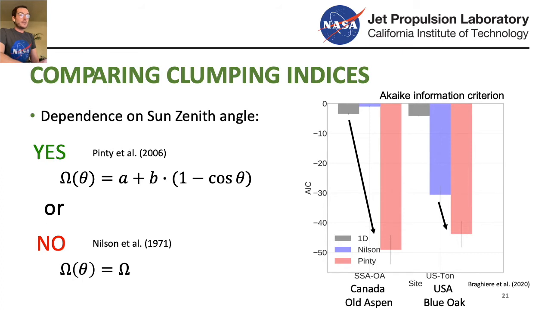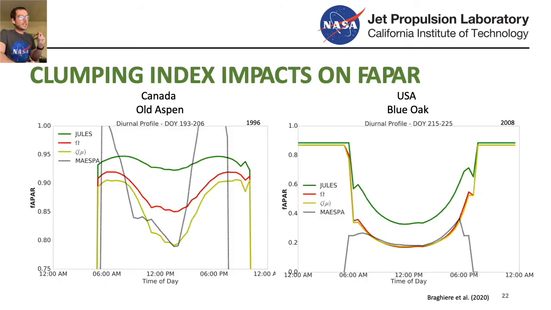And for the Blue Oak Savanna, we also see that considering zenith angle is somewhat a better fit, but less so than the dense site. So now that we derived clumping index values, we are going to calculate FAPAR. So what we did was, now we know what clumping index looks like for these two sites, right?